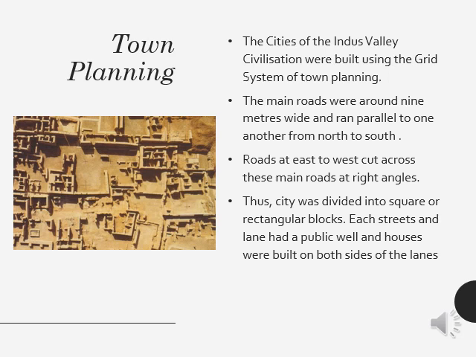The main roads were around 9 meters wide and ran parallel to one another from north to south. Roads from east to west cut across these main roads at right angles. Thus, the city was divided into square or rectangular blocks. Each street and lane had a public well, and houses were built on both sides of the lanes, and these houses were properly ventilated. Children, because of these reasons the Indus Valley civilization is known for its excellent town planning.